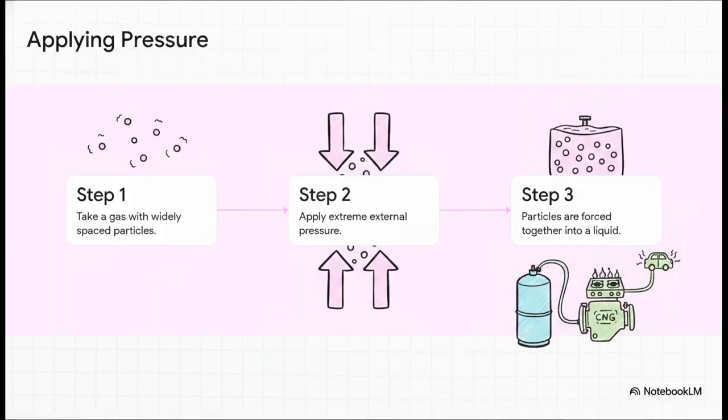Temperature isn't our only tool, though. Pressure acts as the second great director of matter. Take a gas with widely spaced particles and apply extreme external pressure. You are physically forcing those particles tightly together. Because gas particles have so much empty space between them, the pressure literally overrides their freedom and converts them into a liquid. This is exactly how we get LPG cooking gas in our kitchens, or CNG for our cars. They are naturally gases, but they're compressed so tightly they become liquids we can efficiently store in cylinders.